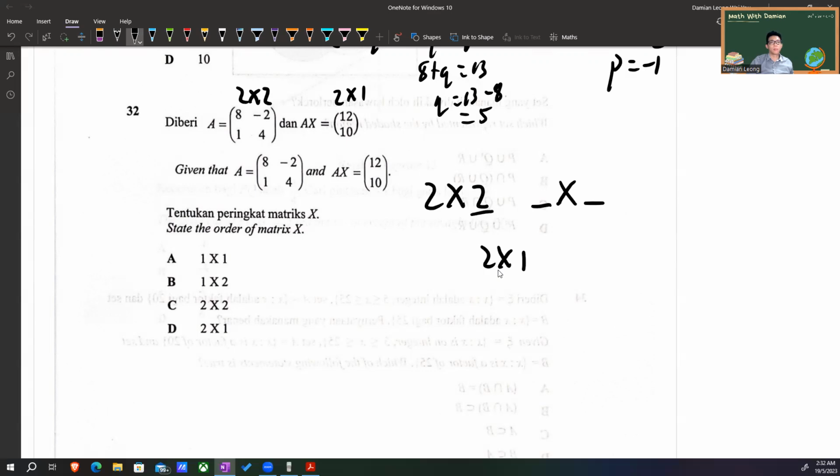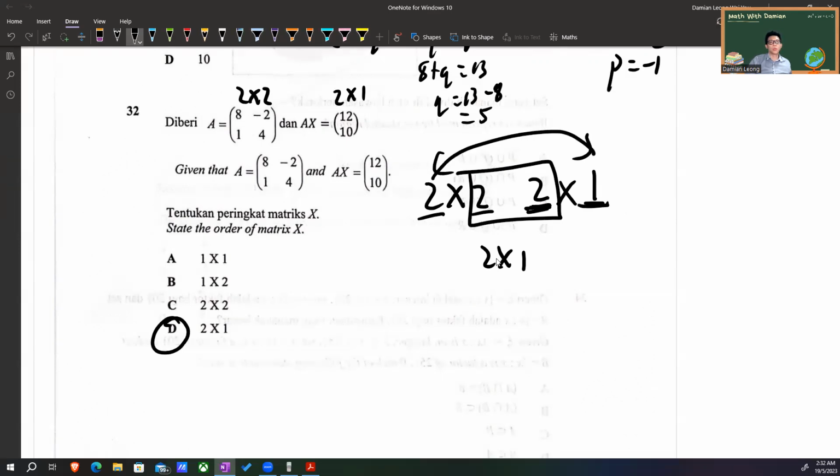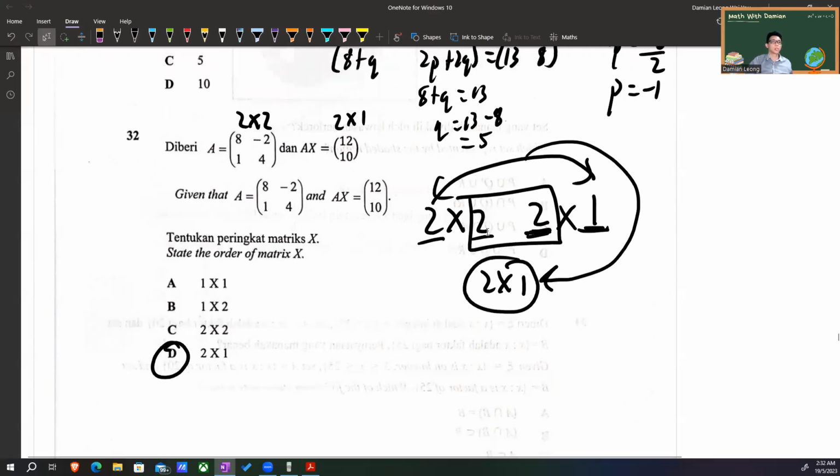So this and this must be the same. So it must be 2 here. Ends up with 2 by 1. So it means it must be a 1 here. So it's a 2 by 1 matrix. Answer D. Yeah, this must follow. This must be the same. And then this put together will be the order of the resulting matrix, the product of the matrices.